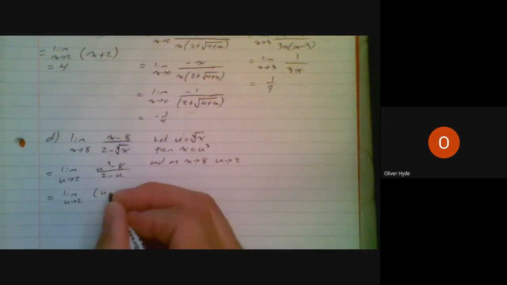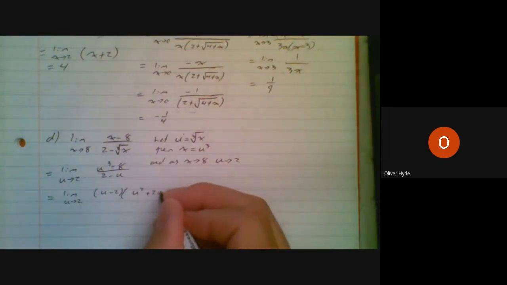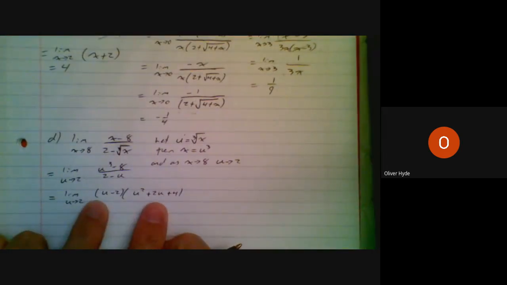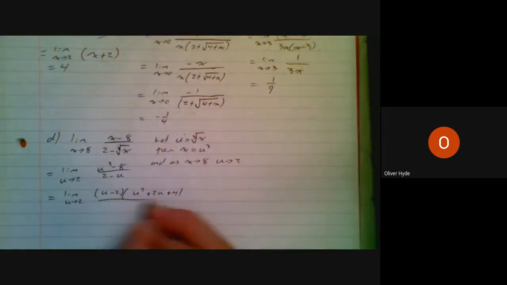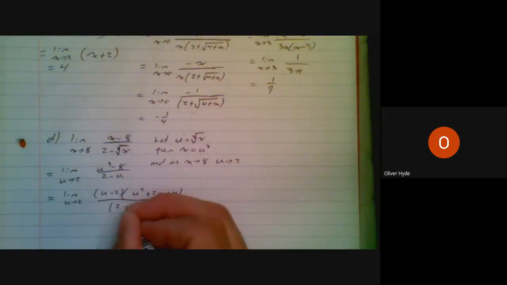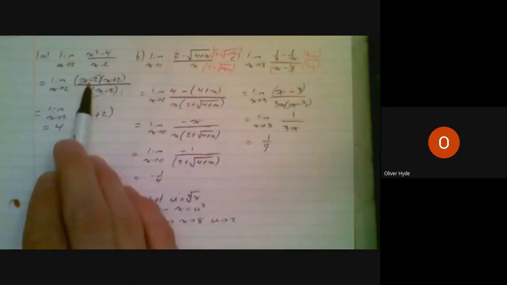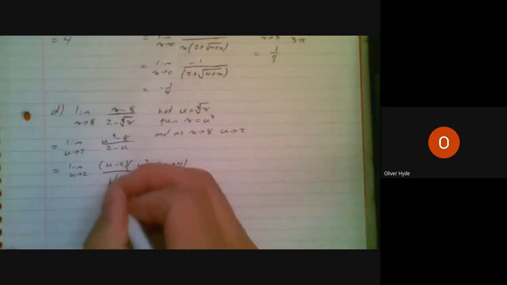Let's go u minus 2 multiplied by u squared plus 2u plus 4. Check with distribution. U cubed plus 2u squared minus 2u squared minus 8. And then in the denominator, I have a factor of 2 minus u. Where did I divide factors? Over here, when I divided identical factors, I was left with factors of 1. Here, when I divide opposite factors, I'll be left with a factor of -1.